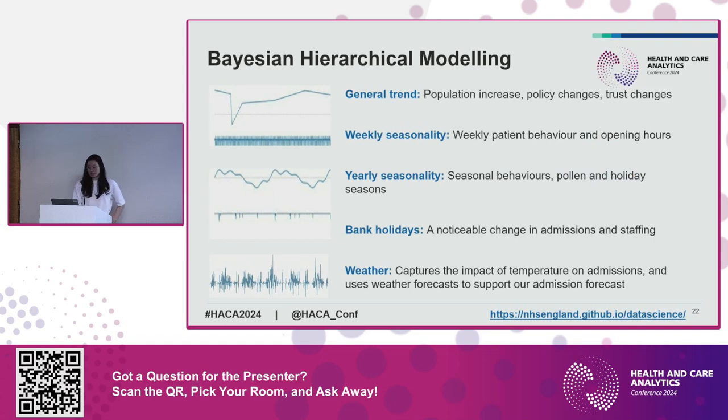So these are the main 5 components to the model. We have a general trend, which looks at long-term trend, weekly seasonality, yearly seasonality, bank holidays, and a weather component.